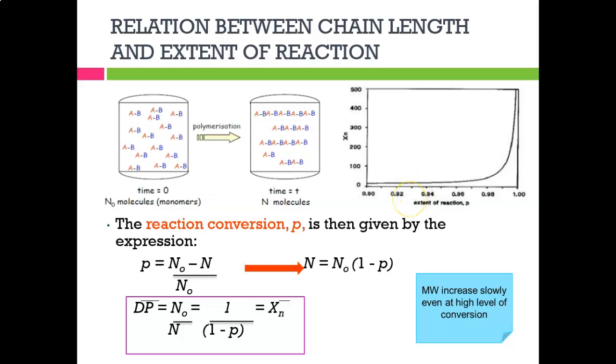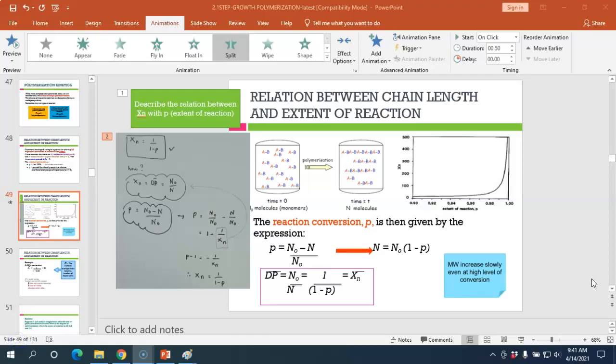So in step growth, it involves a dimer, trimer, mostly a random reaction. Now I'm giving you an example of the question that we'll be asking in the final exam. For example, the question asks you to describe the relation between Xn and P. So, as we all know, Xn is equal to 1 over 1 minus P. So, you don't need to ask why it is like this, it's an equation that scientists derived. So, you must know and remember Xn equal to 1 over 1 minus P.